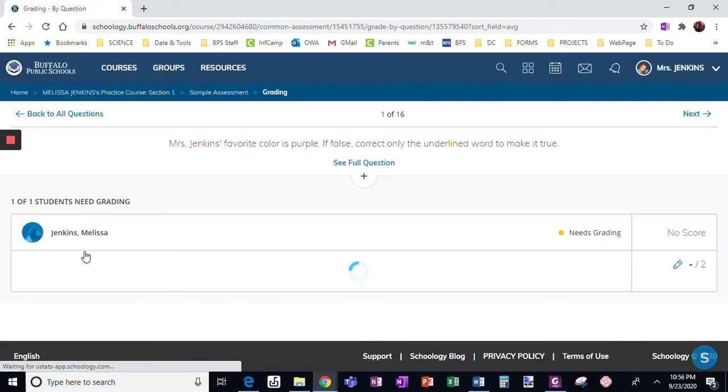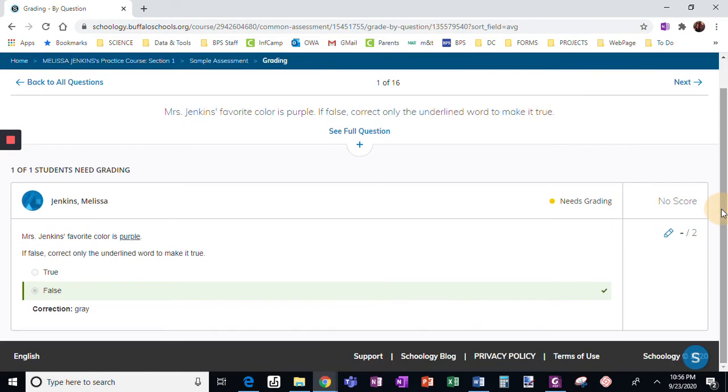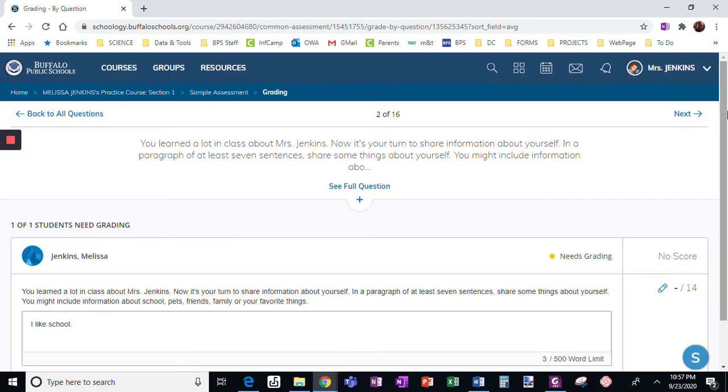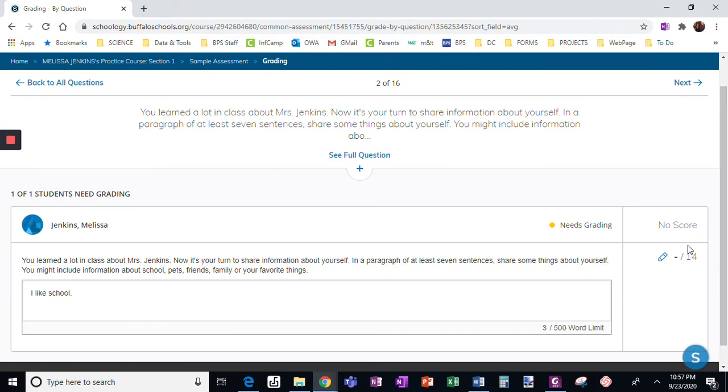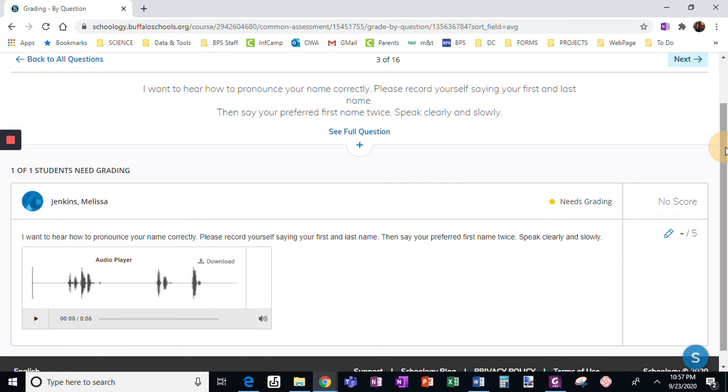Okay. And it says, okay, the false is right, but the fill-in was wrong, so I might give 1 point. Okay. Now, instead of going back, just click next. Okay, let's see what this one is. Well, one sentence, I'm going to give 2 points. But again, I had 2 points per sentence as my idea.